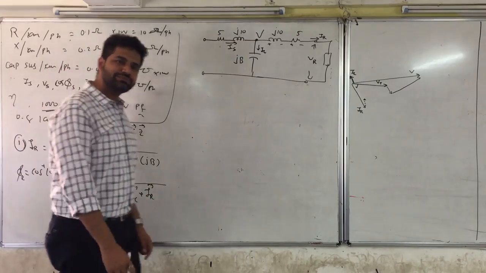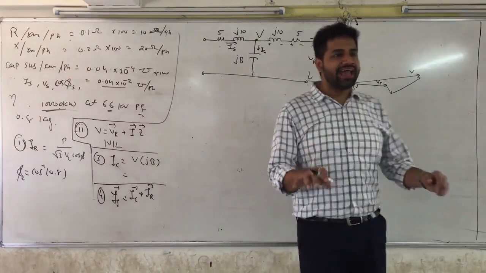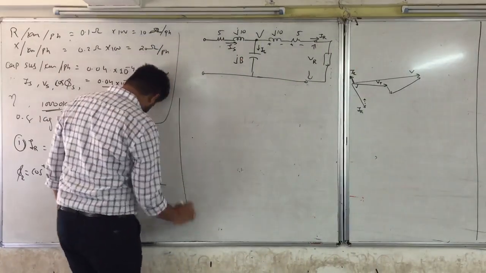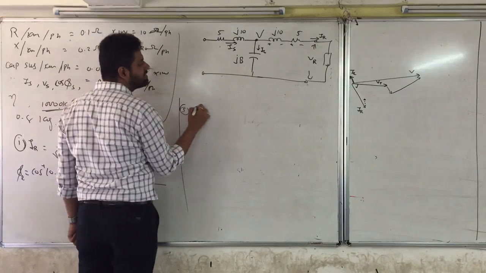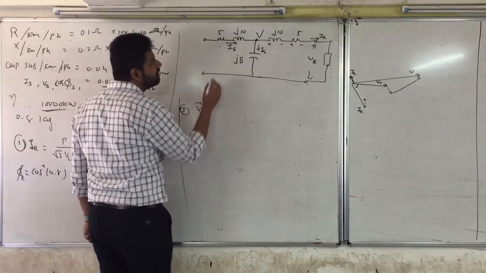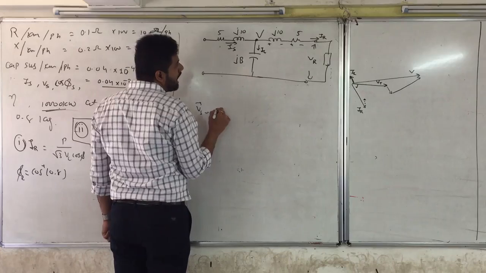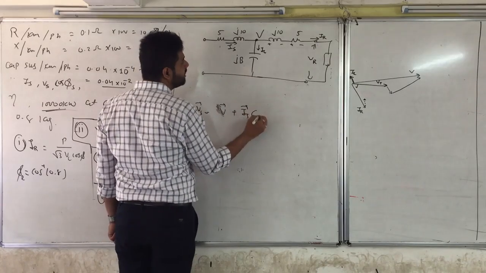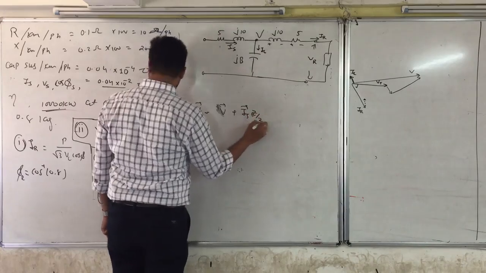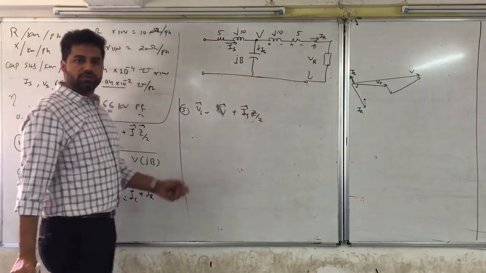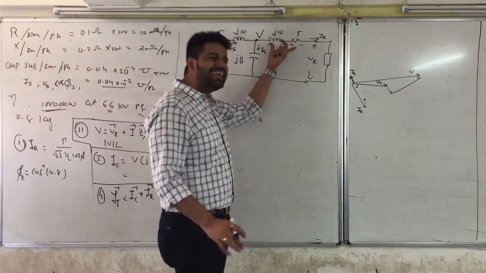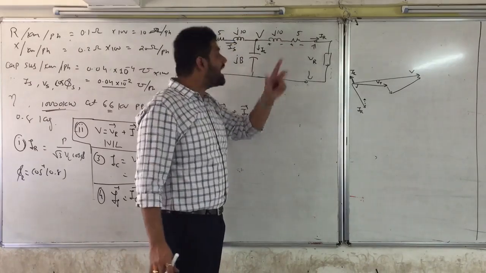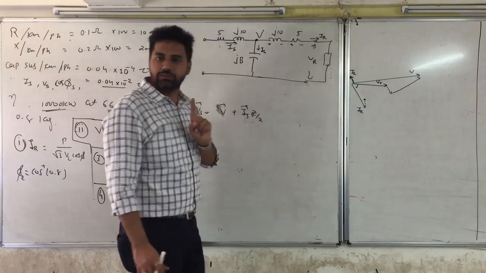Once I have got the value of IS, what am I supposed to do? Fifth thing, I'll find out VS. So VS is equal to V plus IS into Z by 2. I should write Z by 2, because in the formula it is Z by 2.